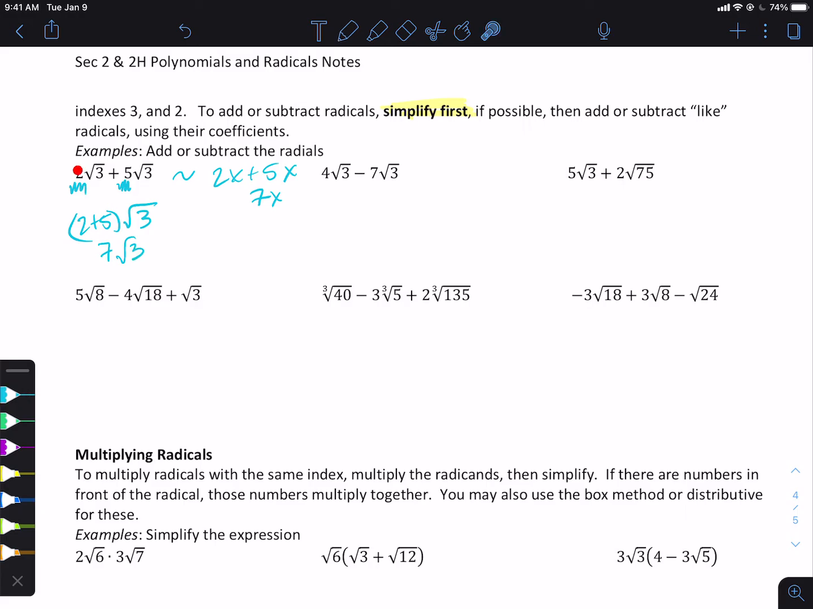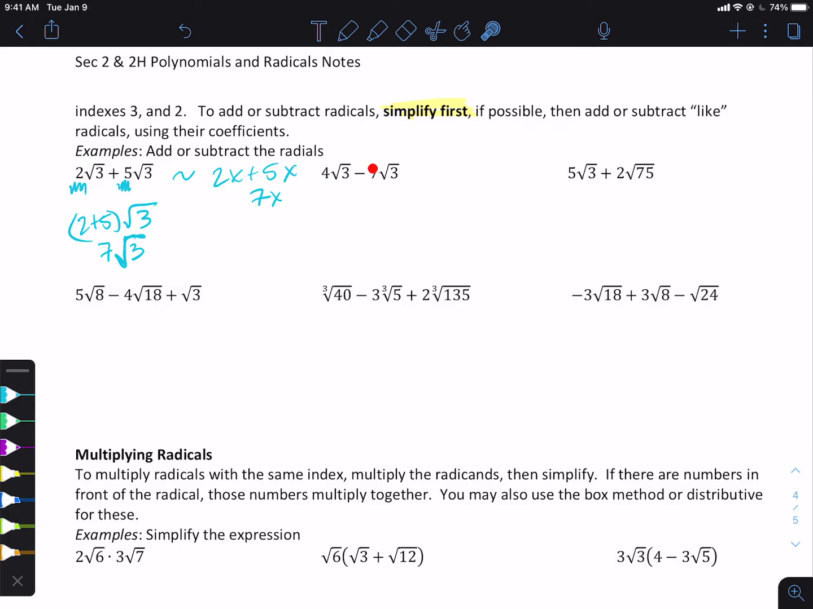So if you have 2 blue shirts and I have 5 blue shirts, that means together we have 7 blue shirts. So the root 3 is acting like a variable. We're saying that they're like terms because they have the same kind of root, so they're both square roots, and then they have the same thing underneath. Okay? So, and again, you add and subtract the same way. So here, with the subtract, there's nothing to distribute in this case, so I don't need to worry about distributing.